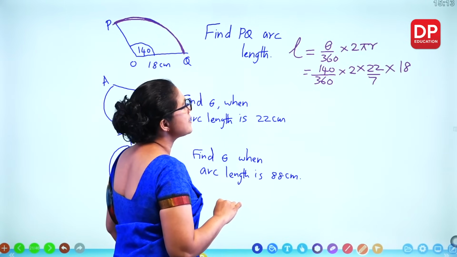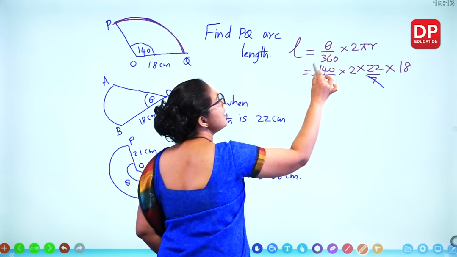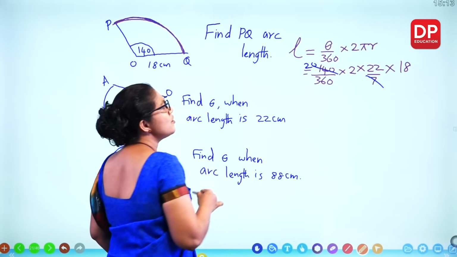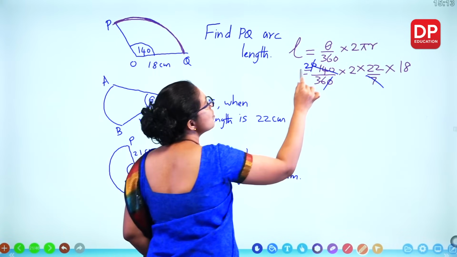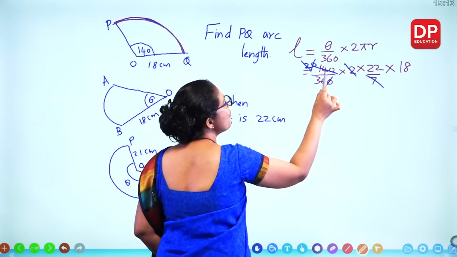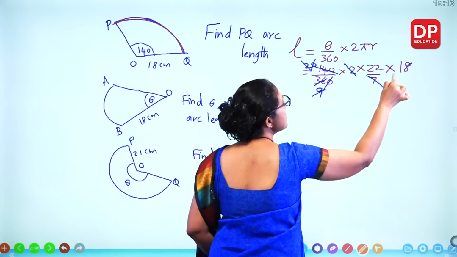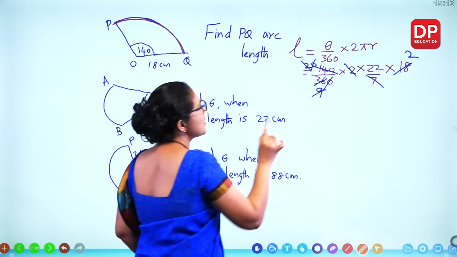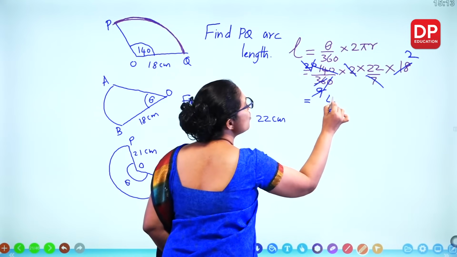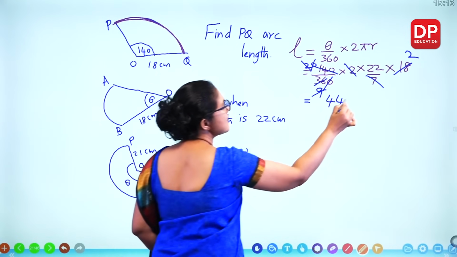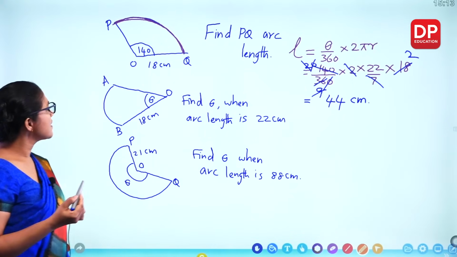Now try to simplify this. I can see 7 and this one get cancelled out and you get 20. And here 0, 0. 2 times 2, 4. 4 times 9, 36. And here 9 with this 18, you get 2. So what's the final answer? You get 22 times 2, that's equal to 44. What's the unit? Centimeters.